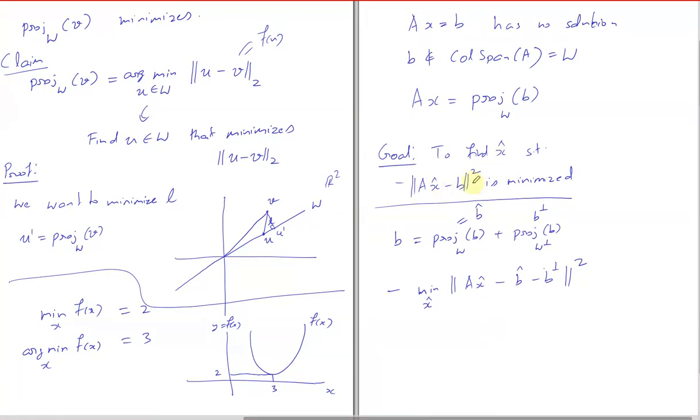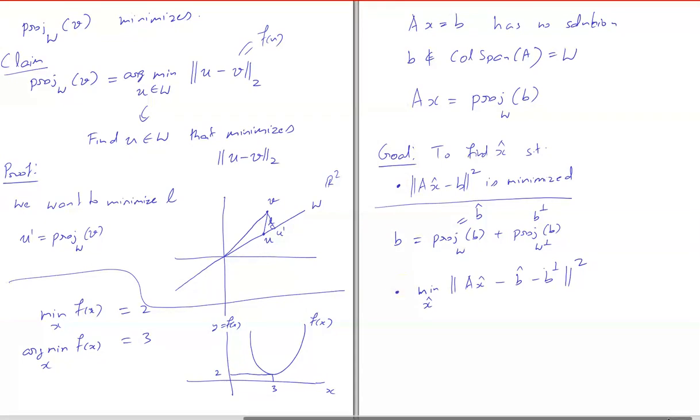Excuse me, sir. Why is there a minus sign here? We want to minimize Ax hat minus b, no? No, sir, before the norm, like negative norm of Ax hat minus b square. Oh, this is not negative, this is a bullet point. Oh, okay. Sorry.